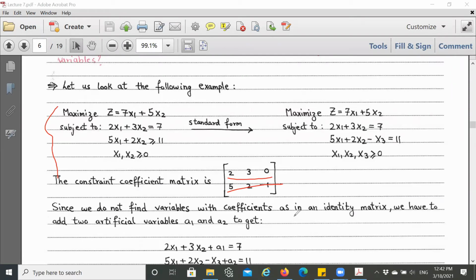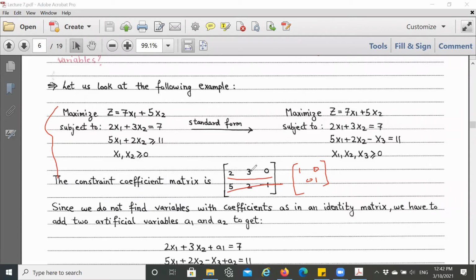Now, what you have to do is see whether you can find any identity matrix within this matrix. Do you know what an identity matrix is? 1, 0, 0, 1 is an identity matrix. So if you see anything in the form of an identity matrix in this coefficient matrix, then you can reduce the artificial variable. You do not have to include it.